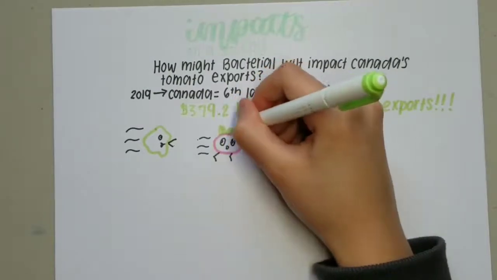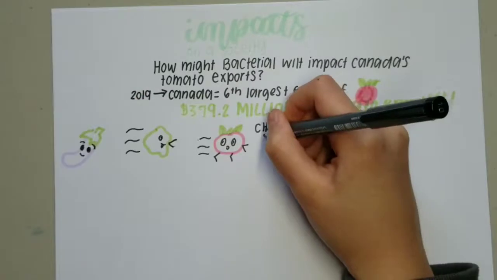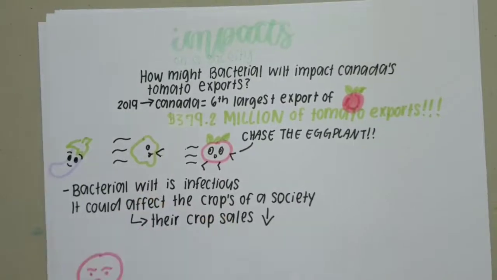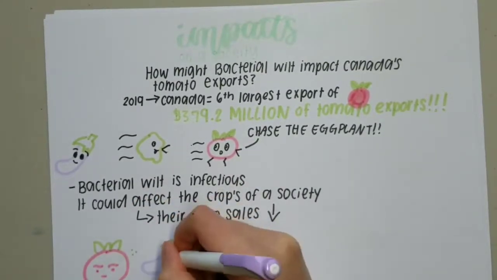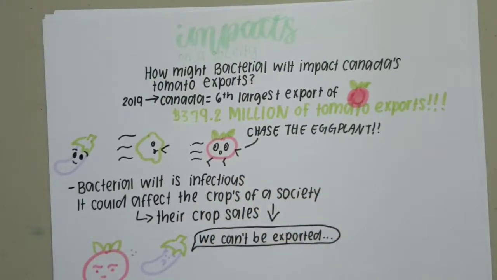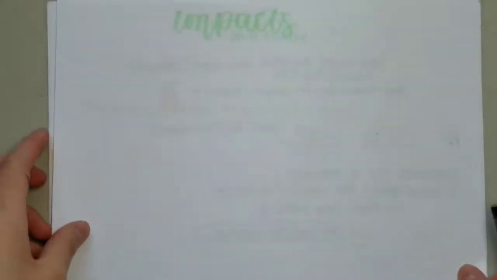So how would this affect a society, let alone Canada? Since bacterial wilt is very common within a lot of plants, there would be less good plants for a society's needs. These needs include food for the citizens, income for farmers, and even contributions to the country's gross domestic product, which is GDP. GDP is the value of all goods and services produced within a year.